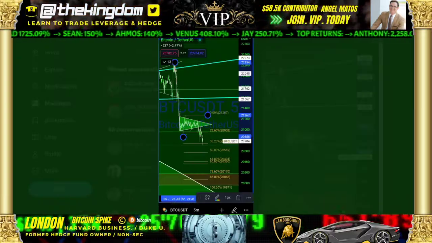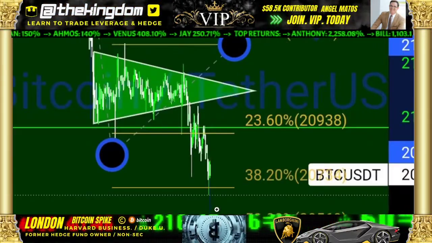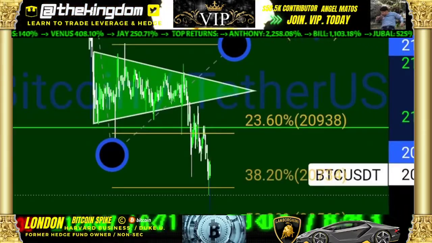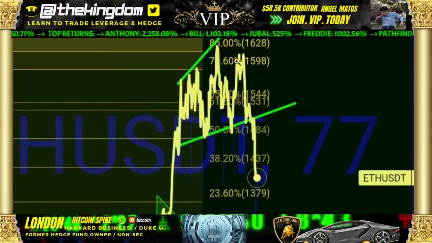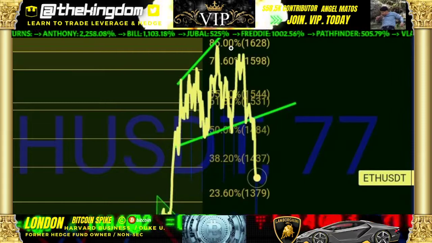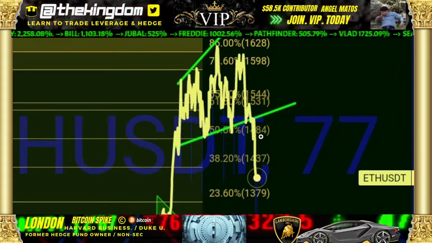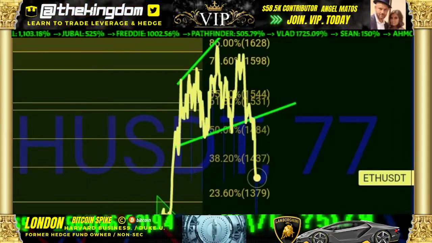Who caught the low in the back? That would be us today. Boom. Freddie, you and I caught that. Way to go, brother. That's the way to trade. That's VIP. In terms of the ETH fallout on the entirety, the expanding diagonal, who caught that as well? This is a picture from VIP. Boom, guys, way to go.